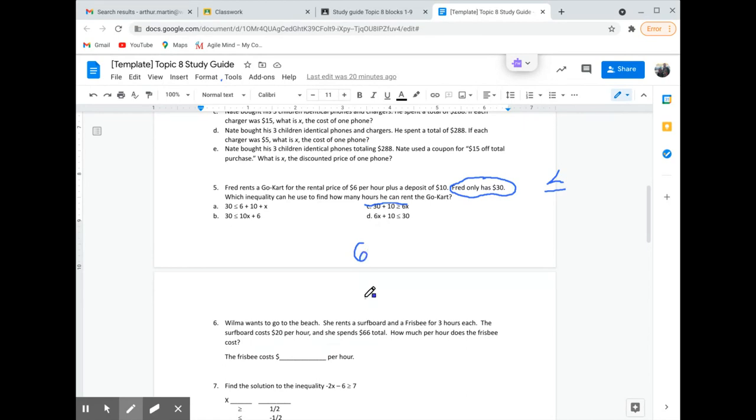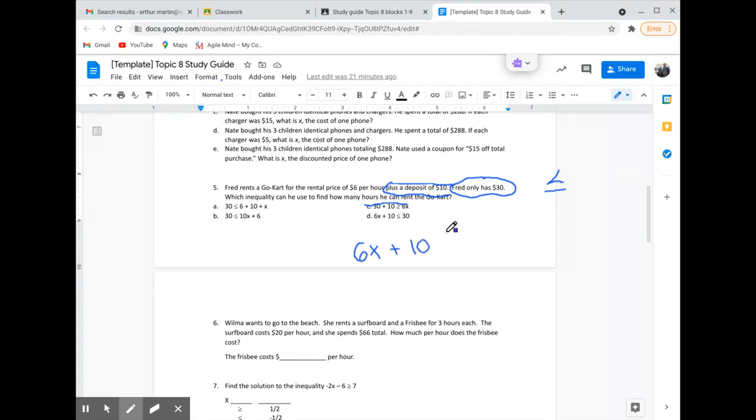Do we know how many hours? No. So what do we do for something that we don't know? What do we use? X. An X. So we got 6X, and then it says plus a deposit of $10. How do I show that? Plus 10.